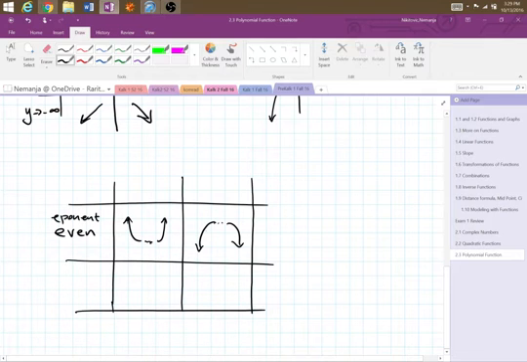So if the exponent is even, both end behaviors of a function look the same way. Which way they look, up or down, depends on a. So if a is larger than 0, it looks up. If a is less than 0, it looks down.